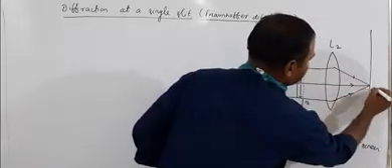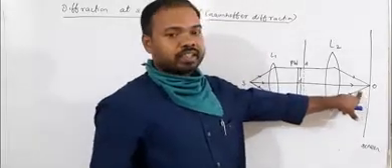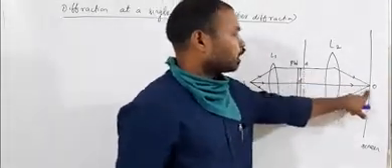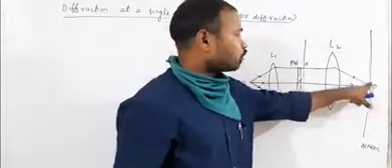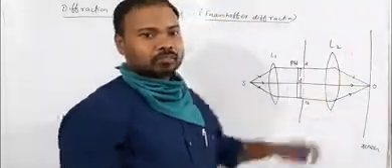Now this point O is the center of the screen. The center of the screen becomes bright. We are getting a maxima here. Why? Because all the rays meeting at the point O have zero path difference. As there is no path difference, we are getting a maxima here, which is called the central maxima.